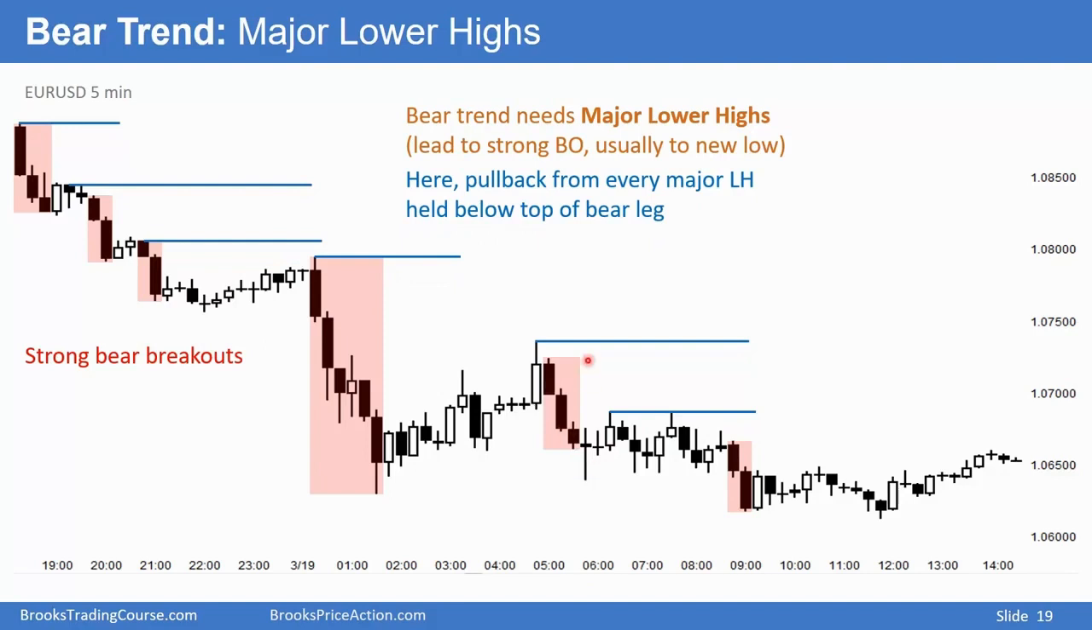Every time you get the breakout, traders tighten the stops. Strong breakout, lower the stop to just above the most recent lower high, the most recent major lower high. Is this the lower high? I would say up here is where I put my stop.